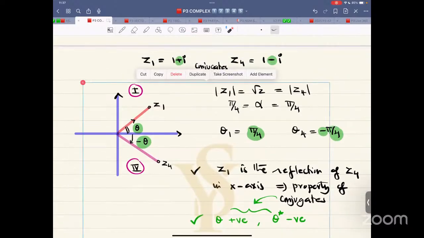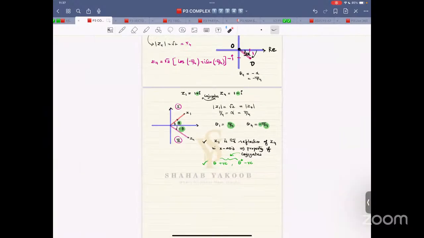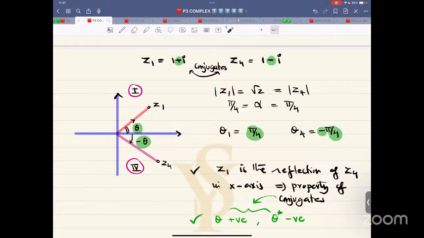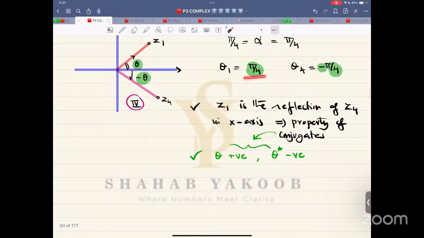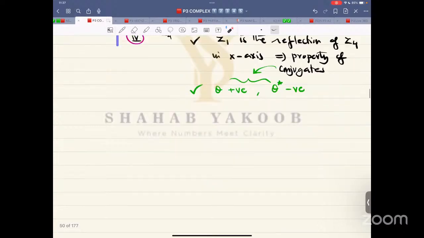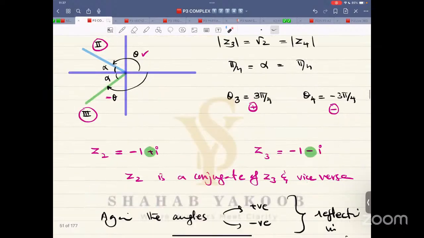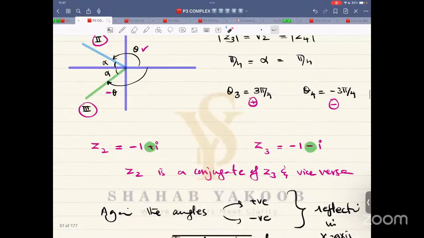We should also know the geometrical relationship between a complex number and its conjugate: the sign of the imaginary part changes. So if this is in the first quadrant, its conjugate is in the fourth quadrant. If this angle is theta, this angle is negative theta. So if theta is pi by 4, the other is negative pi by 4. They are reflections of each other in the x-axis. The same thing goes for the second and third quadrants.